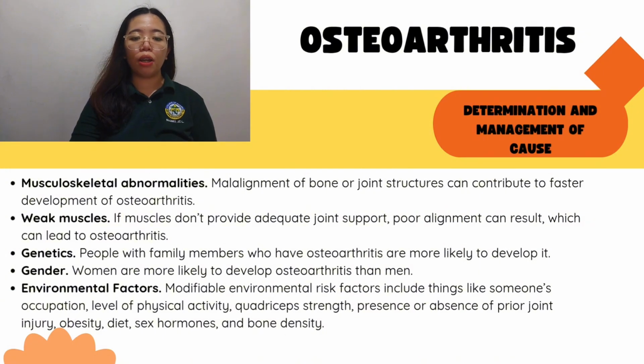Environmental factors. Modifiable environmental risk factors include things like someone's occupation, level of physical activity, quadriceps strength, presence or absence of prior joint injury, obesity, diet, sex hormones, and bone density.